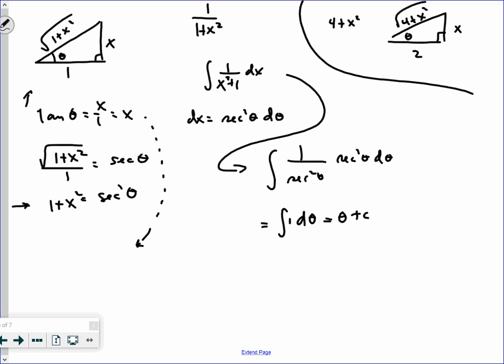X is tangent theta. To get back, take the inverse tangent of both sides. Theta is inverse tangent x. One over x squared plus 1 is an inverse tangent.